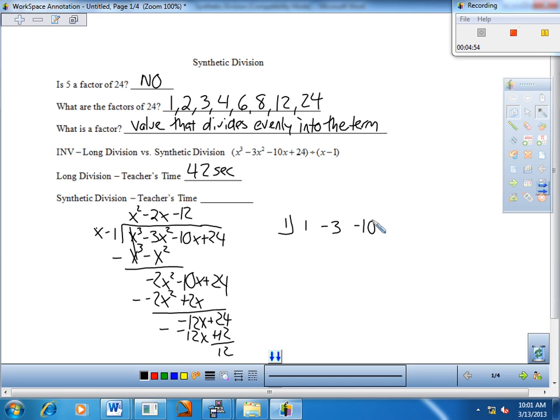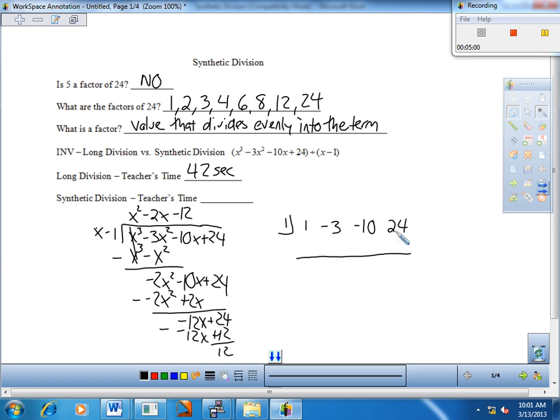If you've seen this before and you've set it up in a slightly different fashion, that's okay. This is just how I set it up here. A backwards L for our dividend. Here's our x minus 1, by the way. And here's our dividend running on through, just the coefficients: 1x cubed minus 3x squared minus 10x plus the 24.